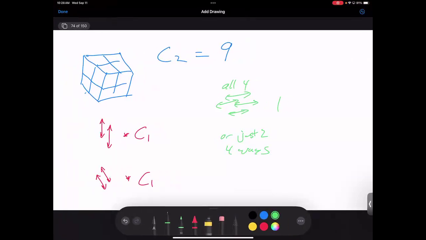And once we do 2 of them, say we do 2 top, then what would we have for the bottom? C1. So I think when we do all this together, we get C2 is C1 plus C1 plus 1 plus 4C1.